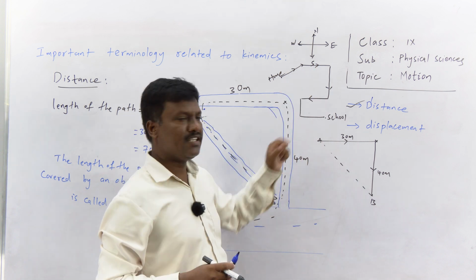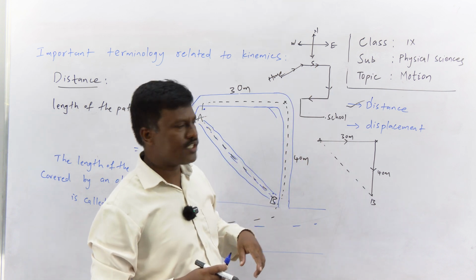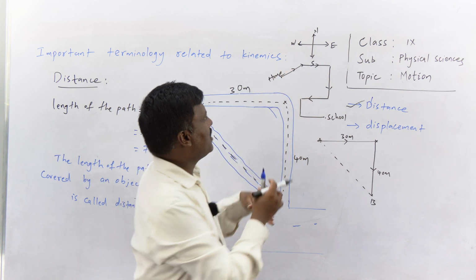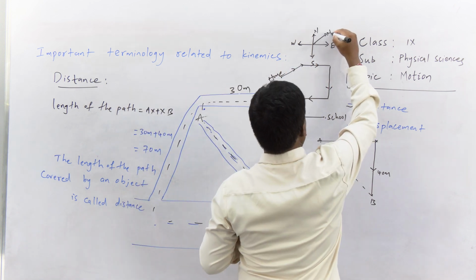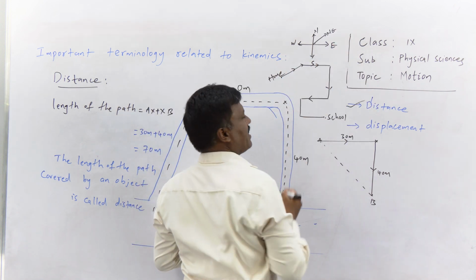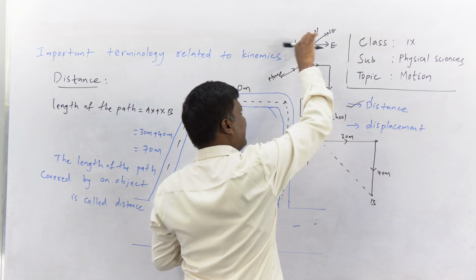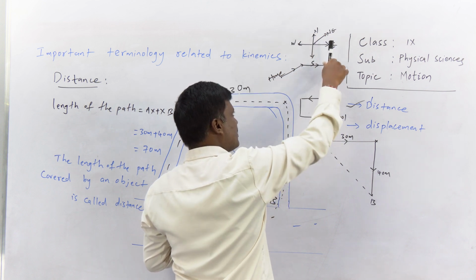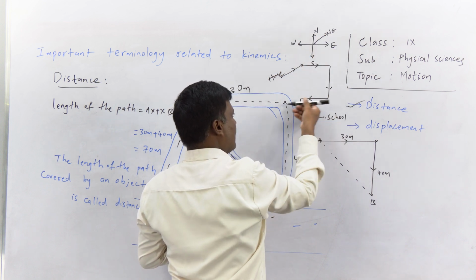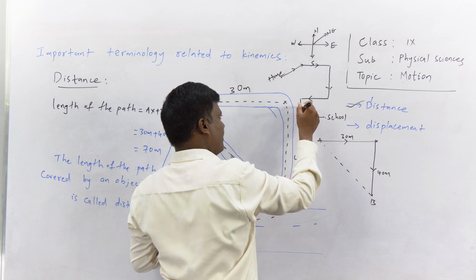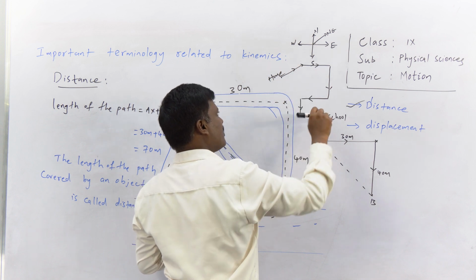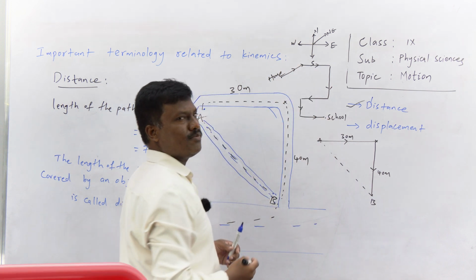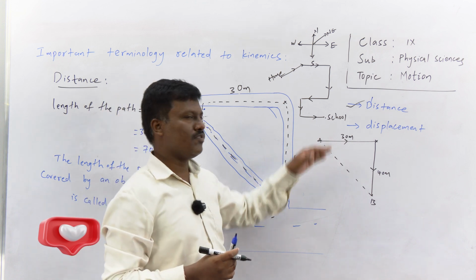This is the path, right? How many times did you change your direction, you tell me. So this is nothing but northeast. First you traveled in which direction? Northeast. Then in which direction? East. Then? South. Then? West. Then? South. Then? East. How many times did you change your direction before reaching your school?